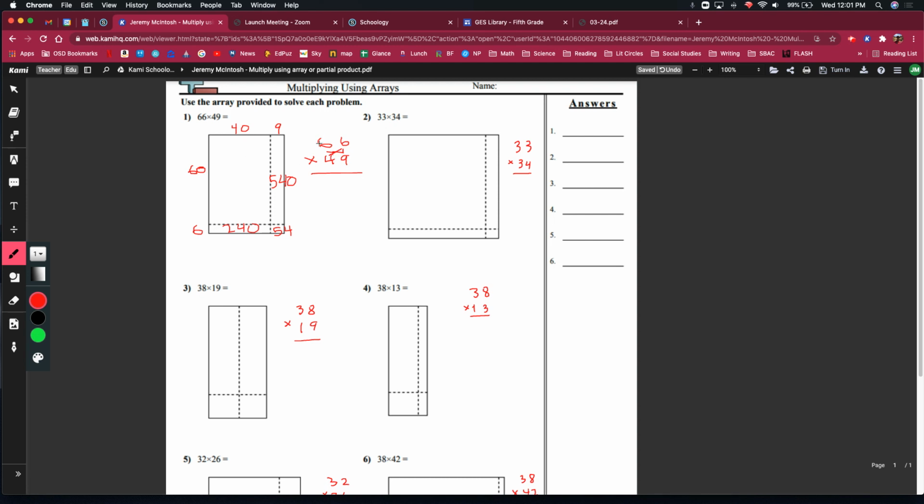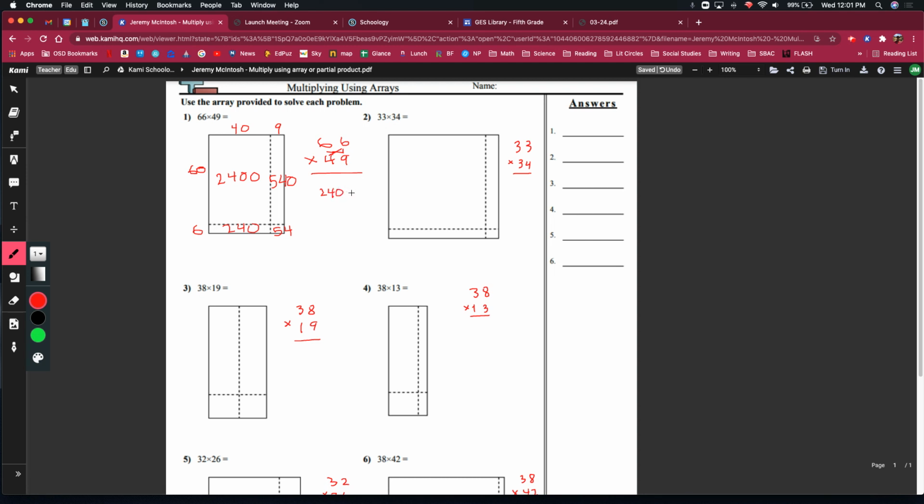And then the last one is my tens place, 60 times 40. 6 times 4 is 24. I have 2 zeros, moving the decimal place to the right 2 places, 2400. There we go. So I have all of my areas filled in. So now I'm going to add them up.